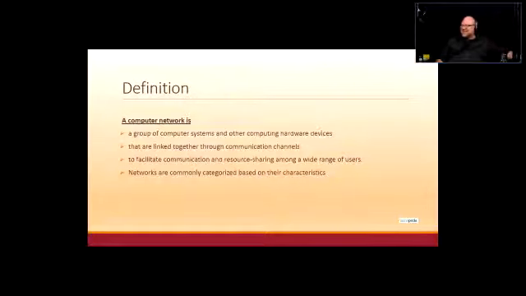All right. So, network. What is a computer network? And I wrote this thing here a couple of years ago. A group of computer systems and other computing hardware devices. Well, what are the computing devices? Pretty much anything that is a smart device. What's a smart device? It's a device that has enough electronics to work on its own, plus it has a communication peripheral that it can communicate with other devices or the main network node.